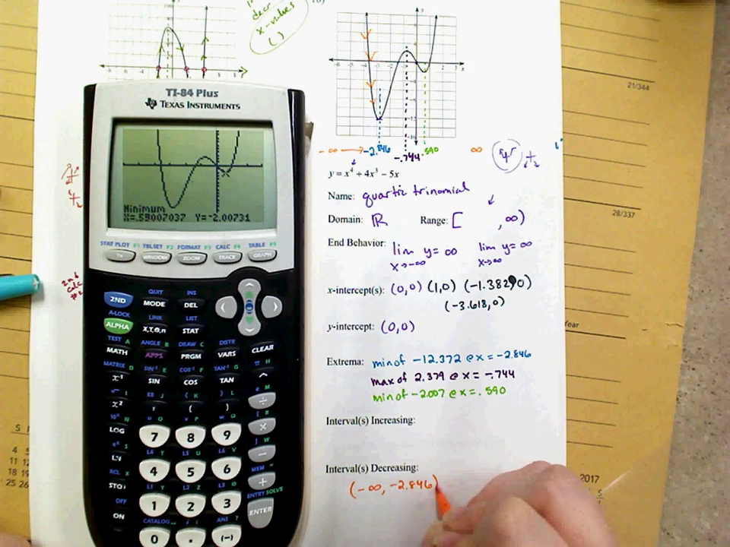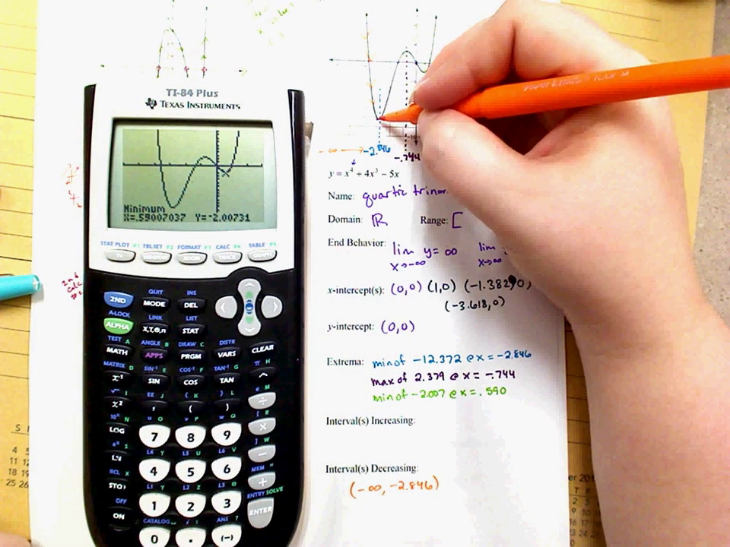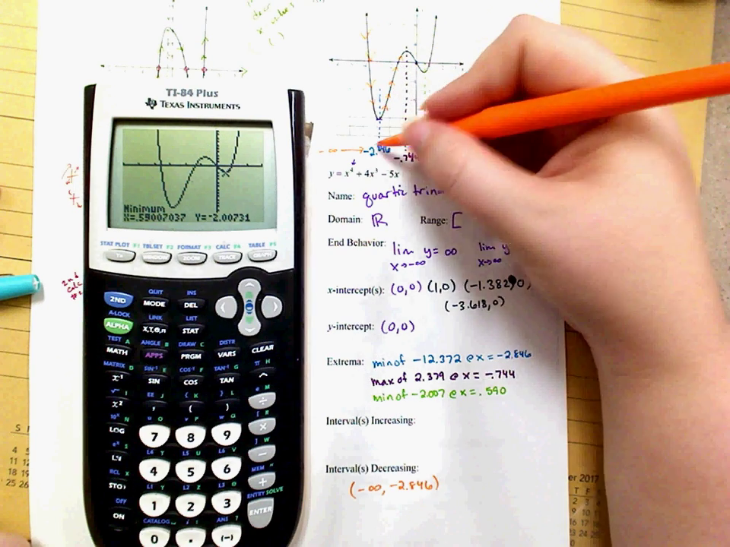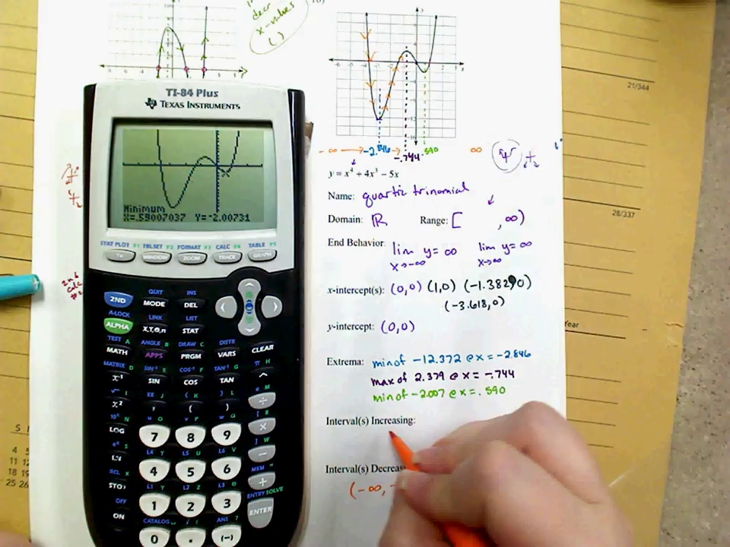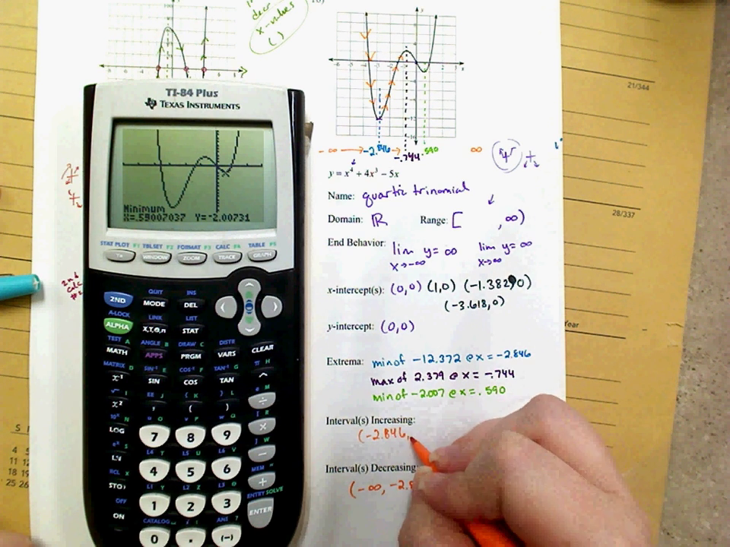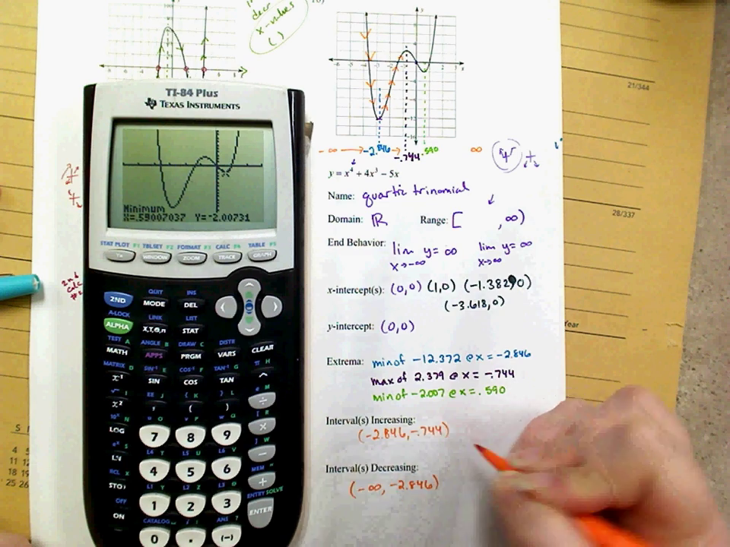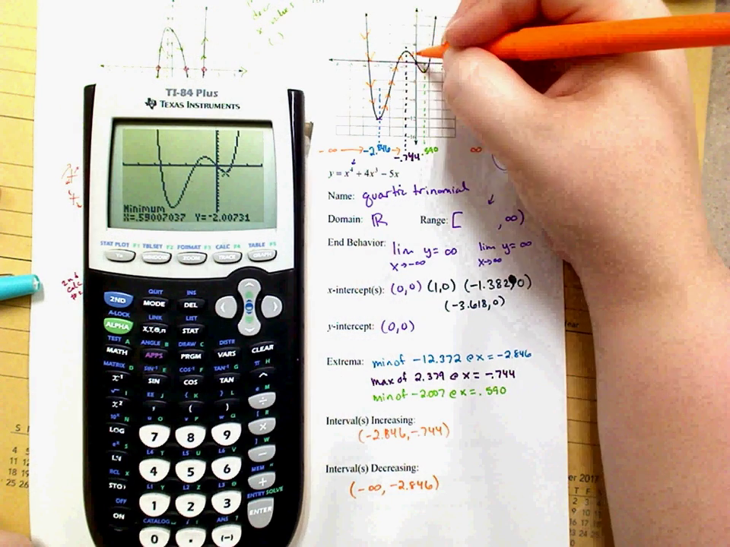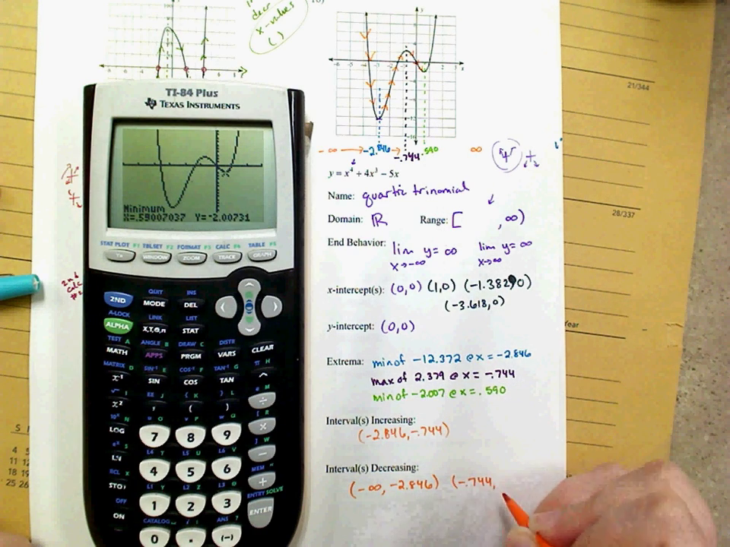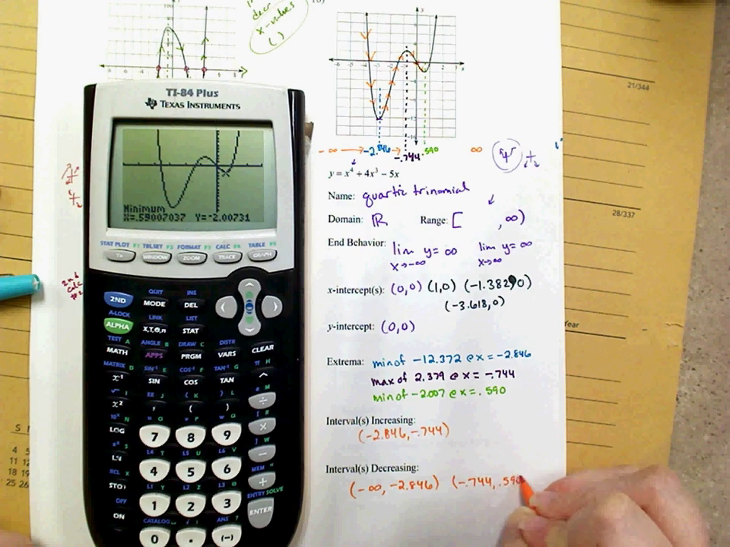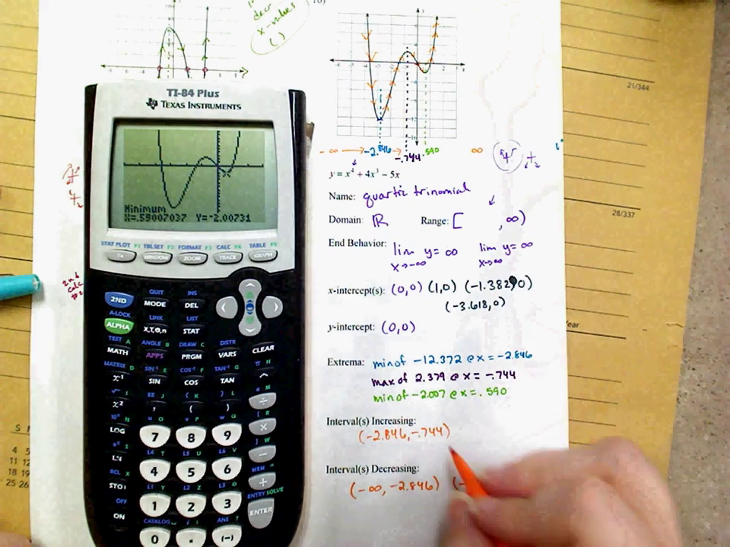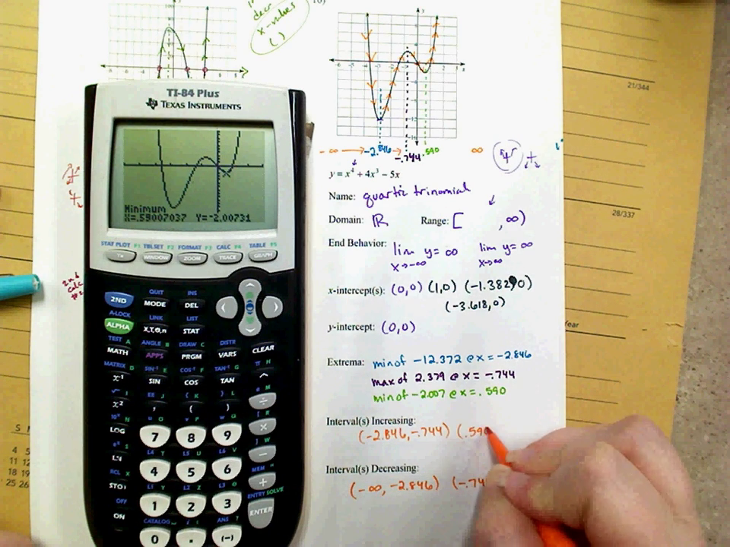Now, once I hit the minimum, I turn around and I start increasing. So I am increasing from negative 2.846 until negative 0.744. And then once I hit the max, I turn around and I start decreasing. So I'm decreasing from negative 0.744 until 0.590. And then once I hit the minimum, I turn around and I start increasing again. So I am increasing from 0.590 until infinity. And there you go.